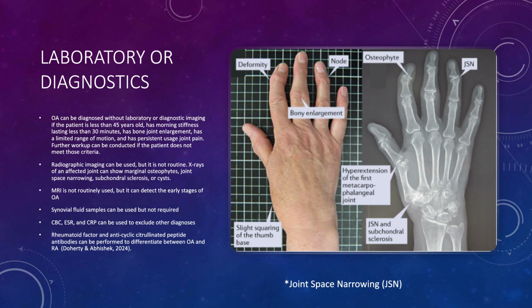Blood work such as CBC, ESR, and CRP can be used to exclude other diagnoses. And a final test that can be done is rheumatoid factor, and this can help differentiate between OA and RA.